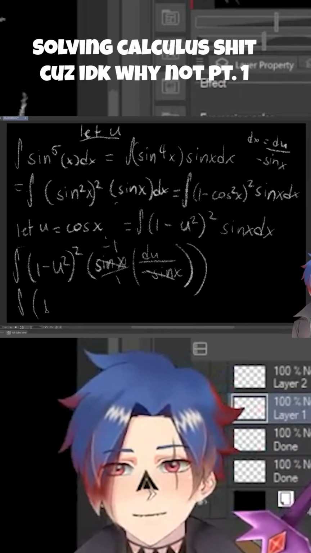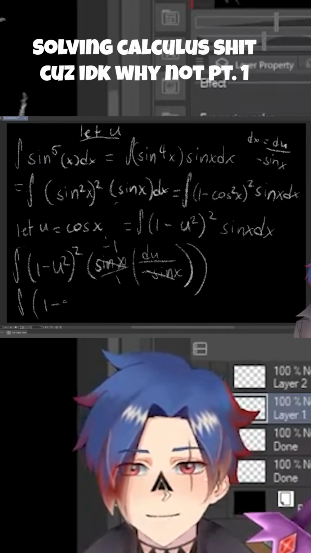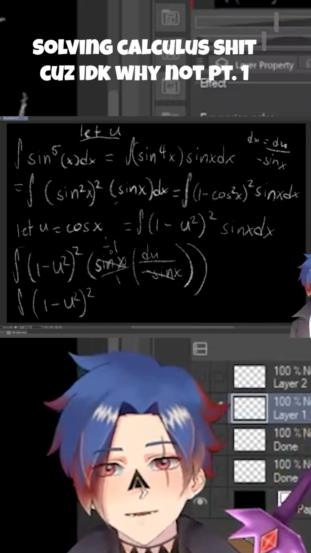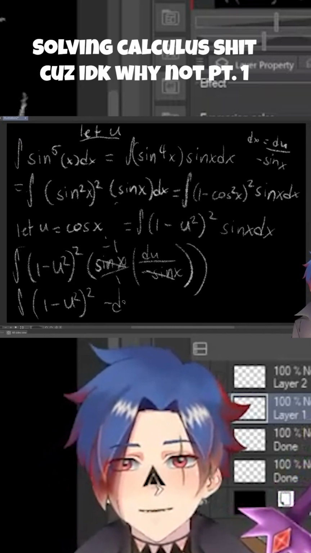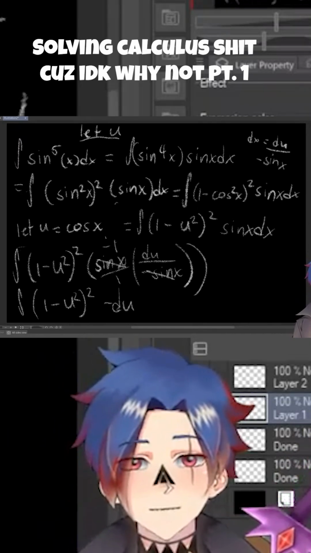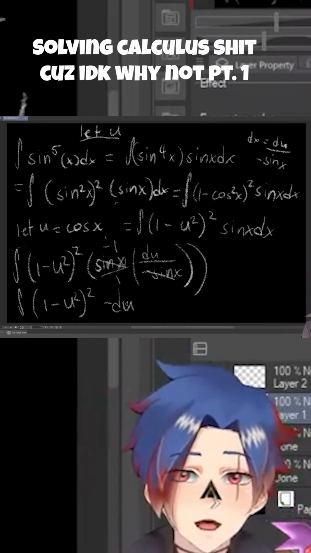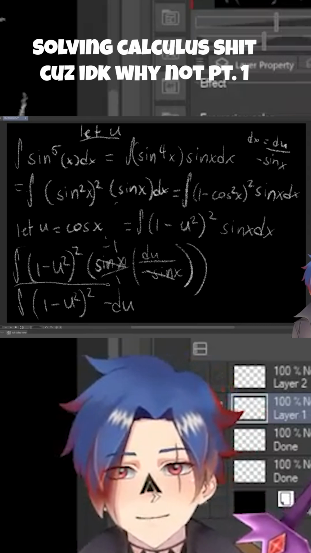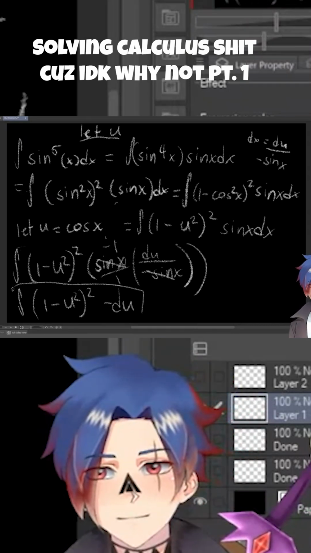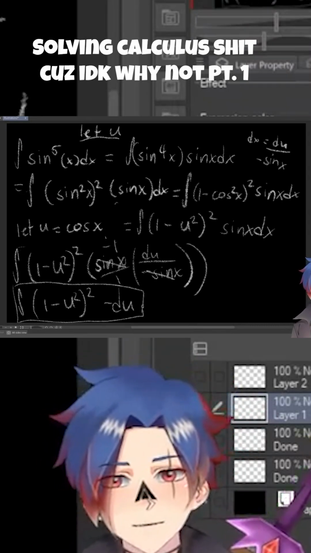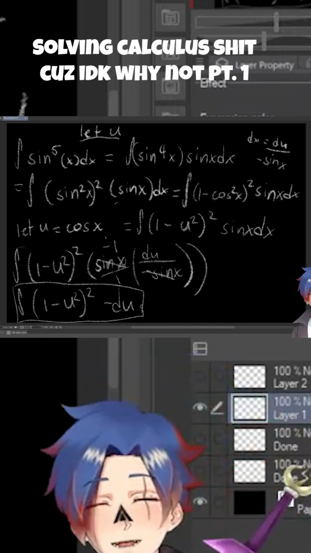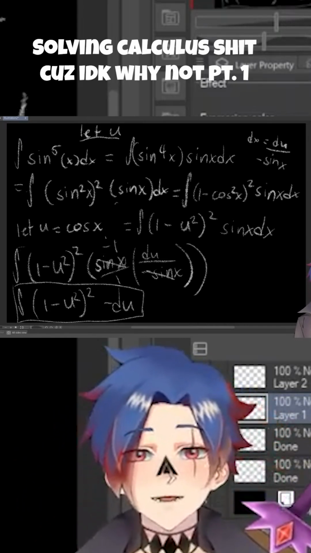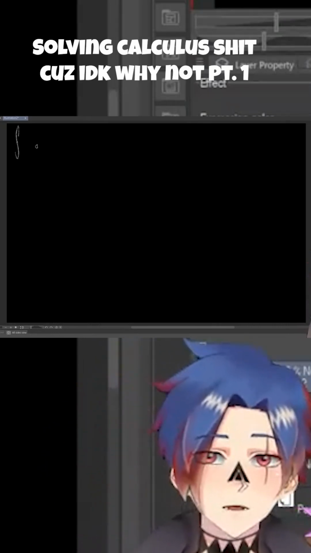So, I'm just gonna copy it again. u squared u. Oh look, since it's already -1, it's negative du. It's usable. So with this formula right here, we're actually doing something now. We're cooking, guys.